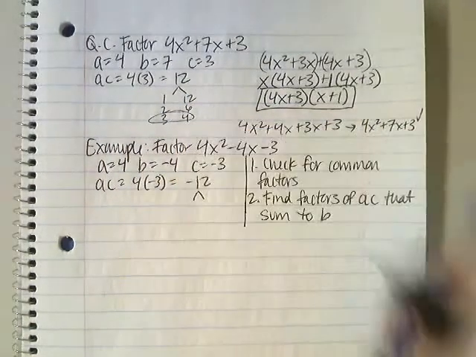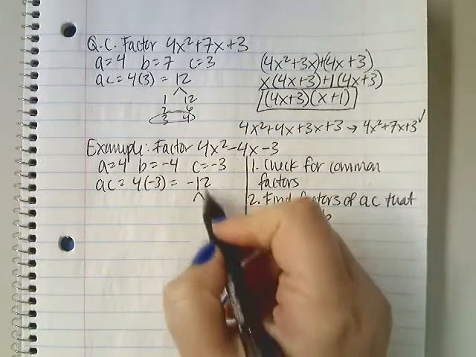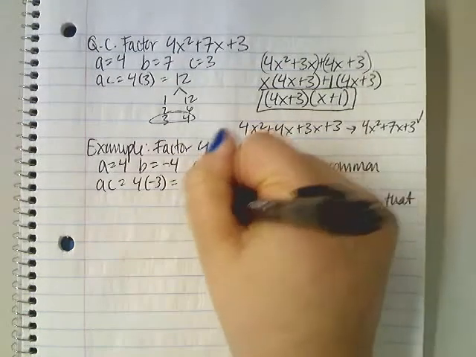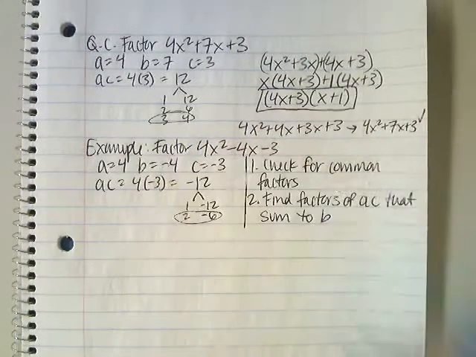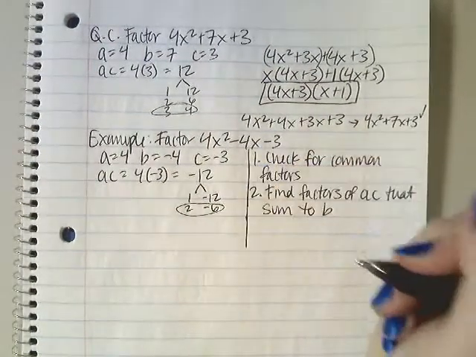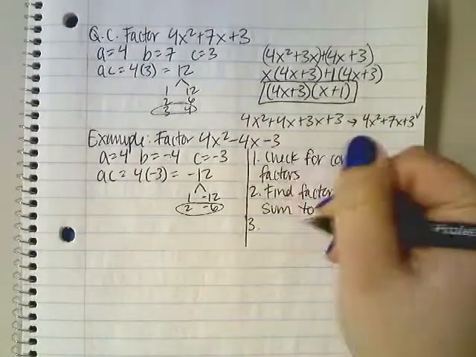And I'm finding factors of -12 that add to -4. So that means my greater factor will be negative. So I have positive 1 and negative 12. I have positive 2 and negative 6. And wouldn't you know it, that one will add to negative 4. So those will be my two middle terms when I split my middle term that I currently have.